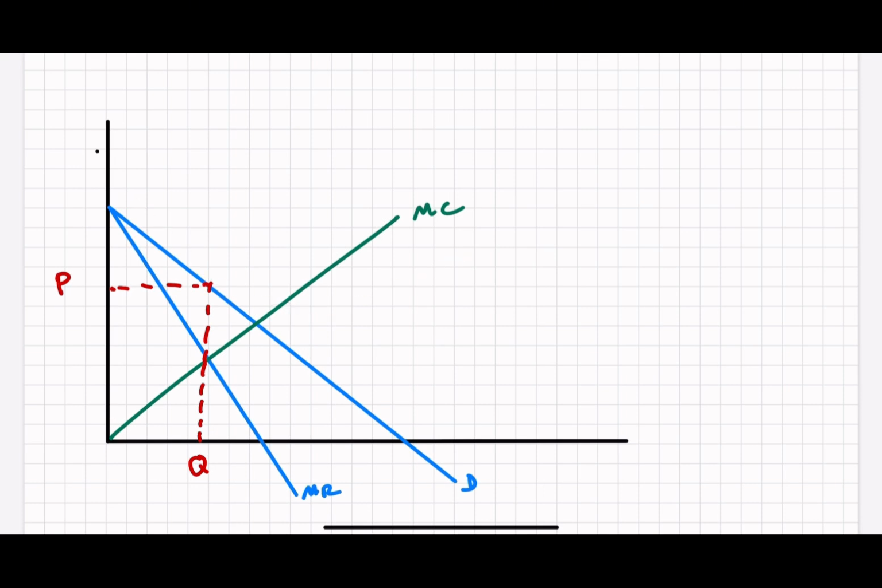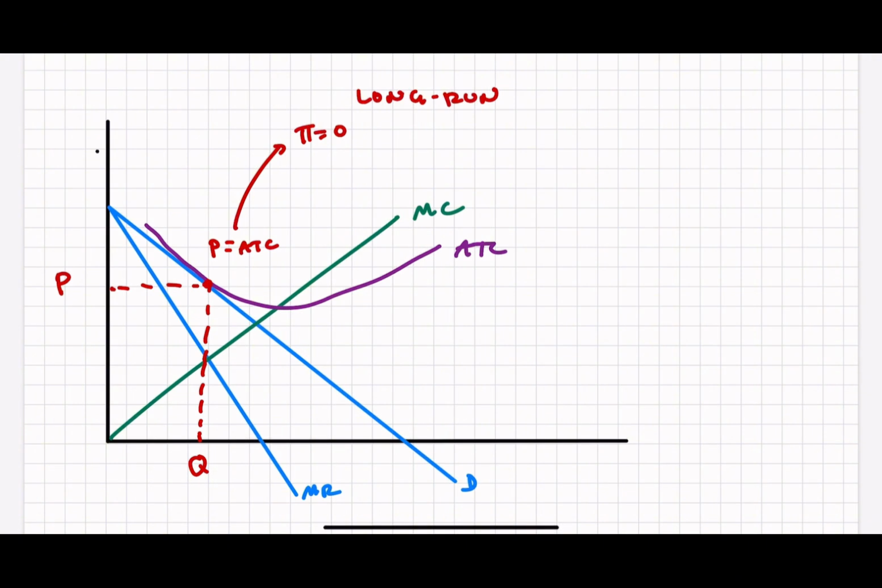One more time. I was not an art major. It's going to come here and then come up. This is our new average total cost curve. So this is the point where price is going to equal average total cost, which means that profits are zero. And so this is the long run for monopolistic competition: profits are zero.